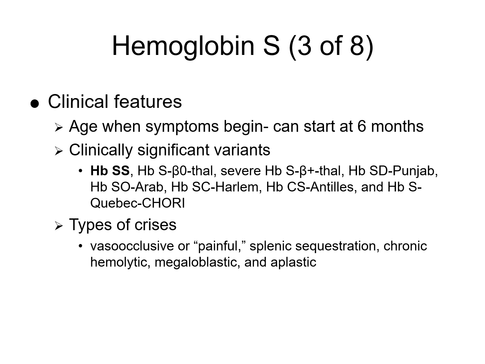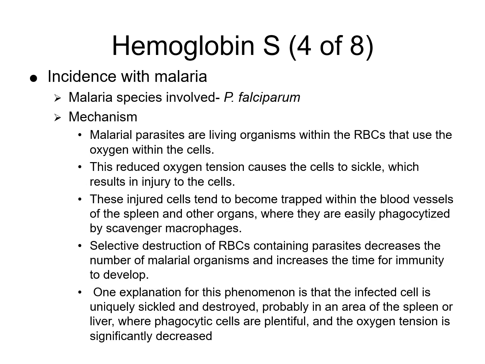Then we have megaloblastic crisis, and this is due to folate deficiency from an increase of red blood cell turnover. And we can also have aplastic crisis, which is often triggered by parvovirus B19 infection, which can cause a halt in red blood cell production.